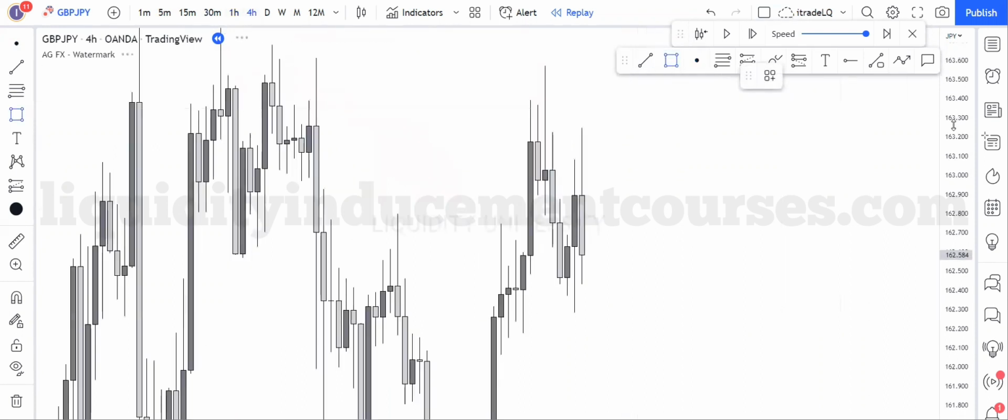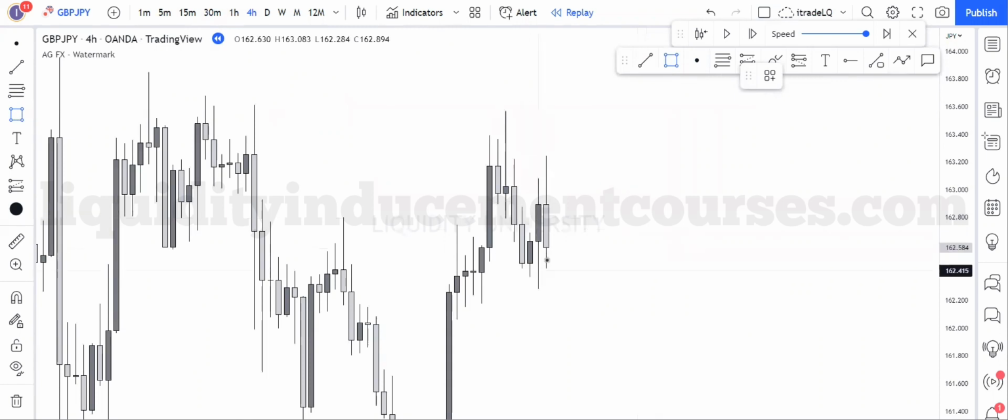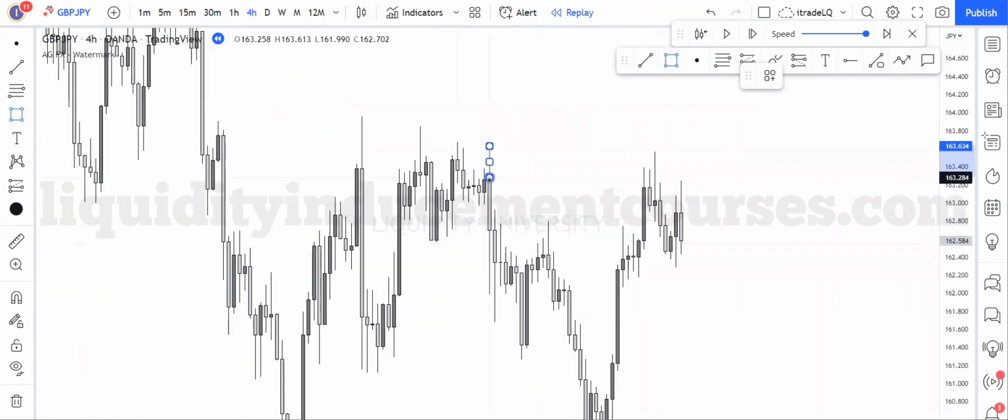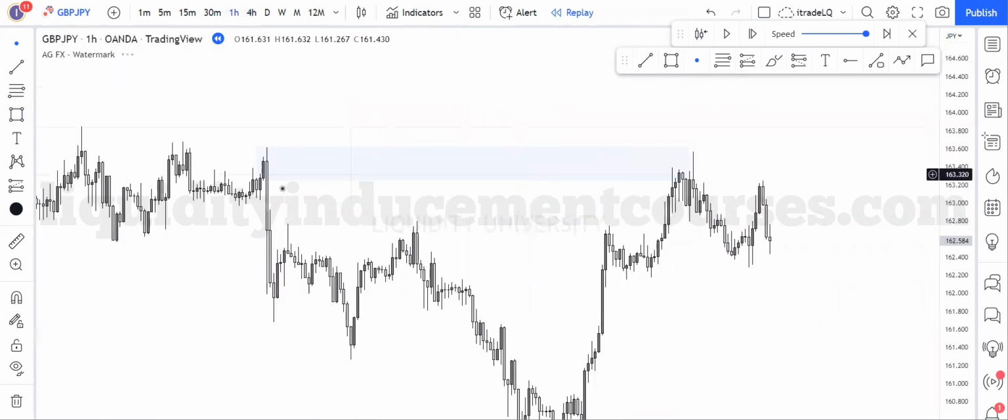Let's go to the 4 hour actually. Where did price come into? In here, there's a wick. On this time frame, we don't see anything, all we see is just a wick. But if we break it down on the 1 hour, what do we see? We see an order block, but it's still in the same range of the 4 hour.